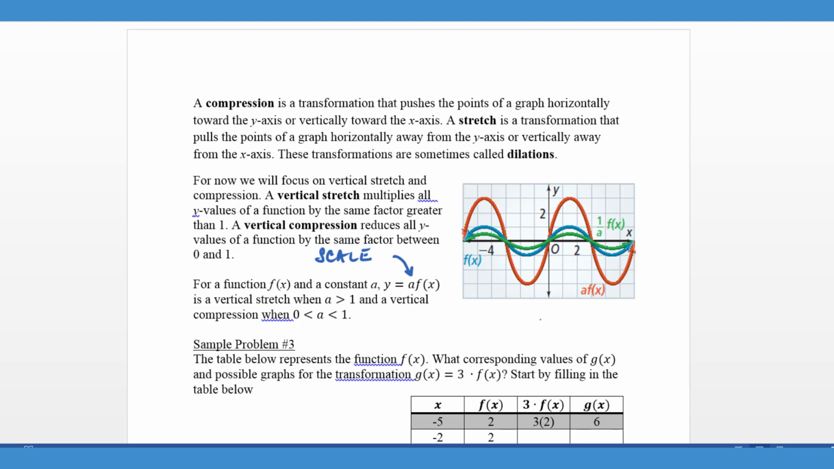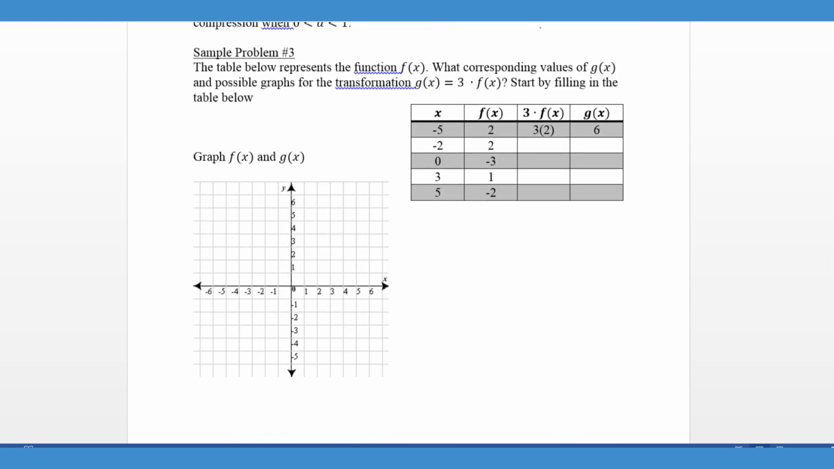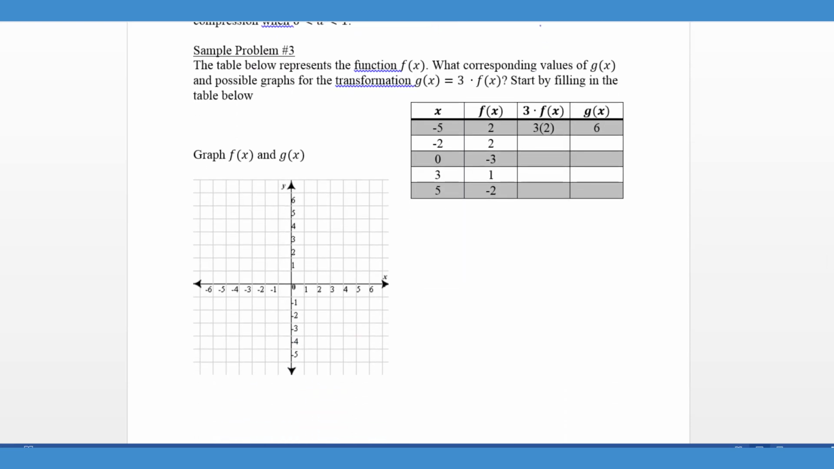However, here in sample problem number 3, we just have a basic function. And so what I would like you to do, just in case you don't understand what this problem's asking, remember f of x is just simply representative of y. Okay, and so we're going to graph these points x and y, or x and f of x. Then we're going to see how g of x relates. And so basically g of x has a multiple of 3 times f of x. So this is going to vertically stretch our original graph.